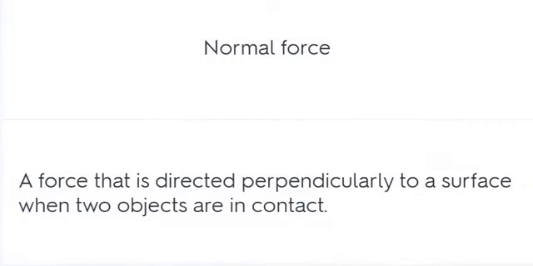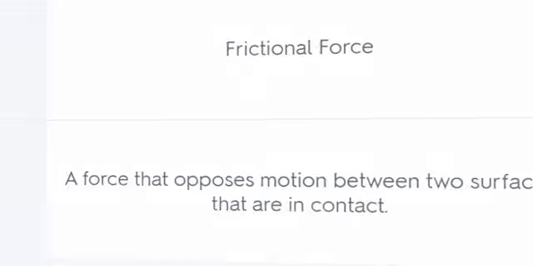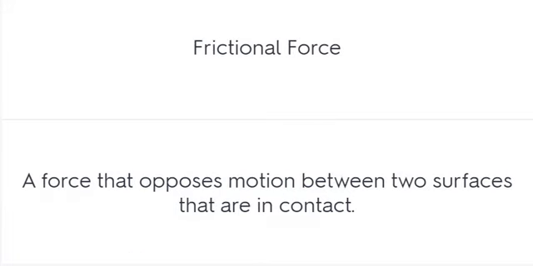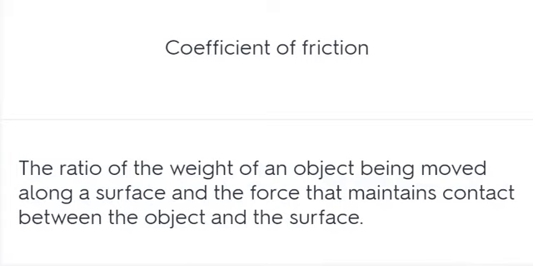Normal force. A force that is directed perpendicularly to a surface when two objects are in contact. Frictional force. A force that opposes motion between two surfaces that are in contact. Coefficient of friction. The ratio of the force of friction between an object being moved along a surface and the force that maintains contact between the object and the surface.